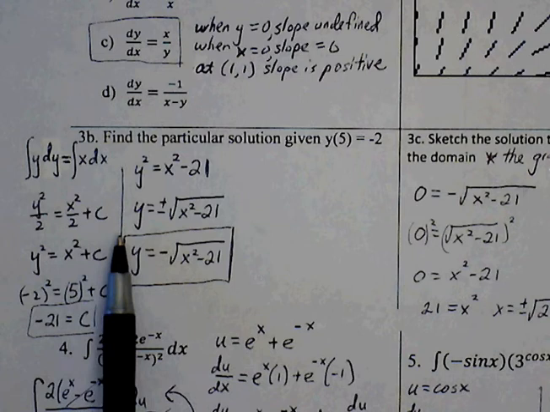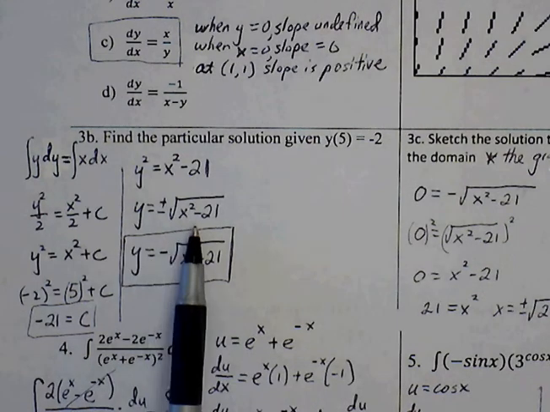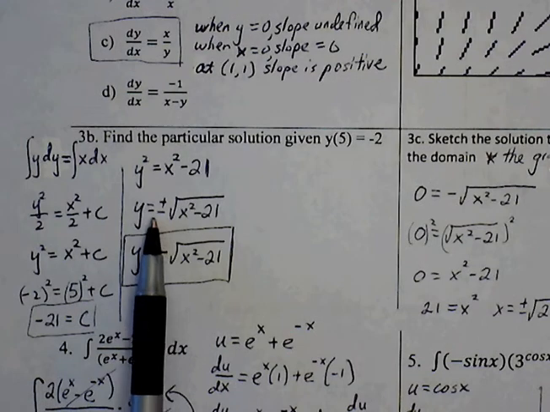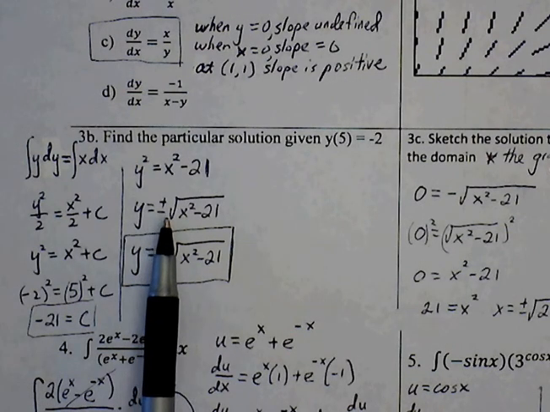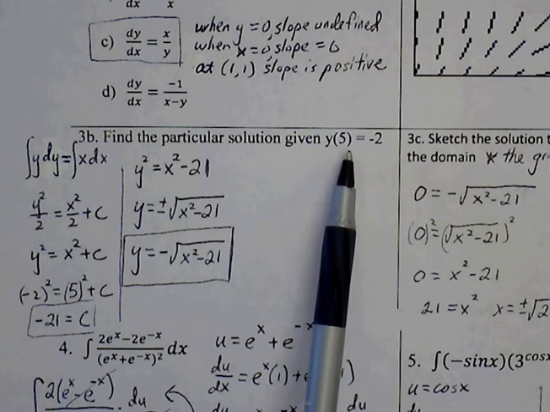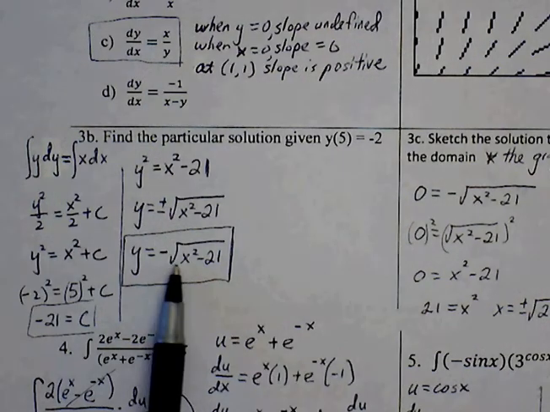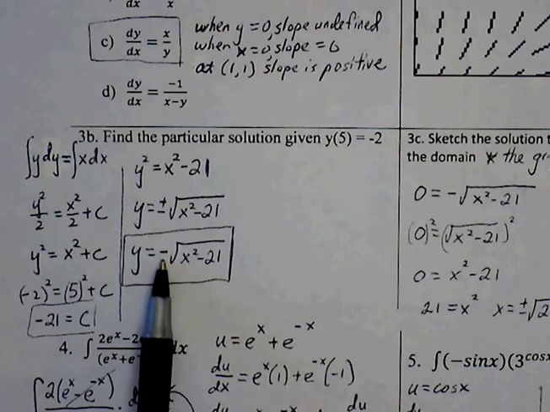Okay, now I can take the square root of both sides, so we get y is equal to plus or minus the square root of x squared minus 21. But we have to choose between the positive square root or the negative square root. Now the ordered pair is (5, -2), so when we plug in 5, we must be getting a negative value in return. So the only way that's going to happen is if we have a negative square root.